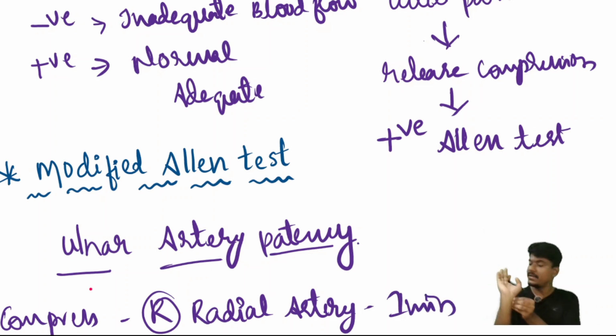Then we'll see if there is any vascular compromise, any paleness. If paleness is there, we call that a negative modified Allen test, meaning there is inadequate blood flow from the ulnar artery. The ulnar artery is not patent. If there is no paleness even after compressing for 1 minute, it indicates the ulnar artery's circulation is adequate. There is adequate blood flow. That is a positive modified Allen test.